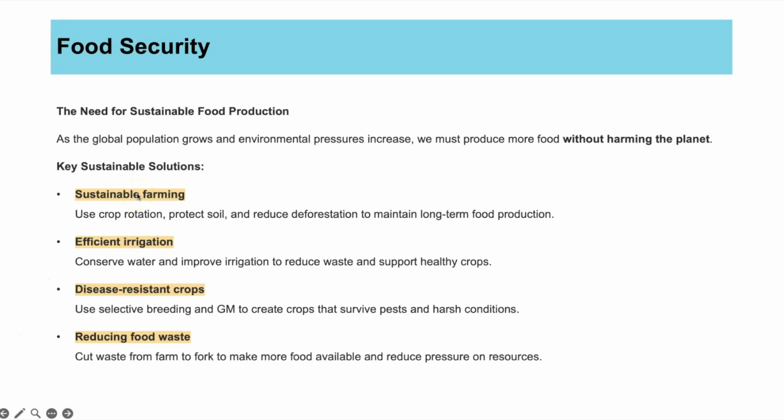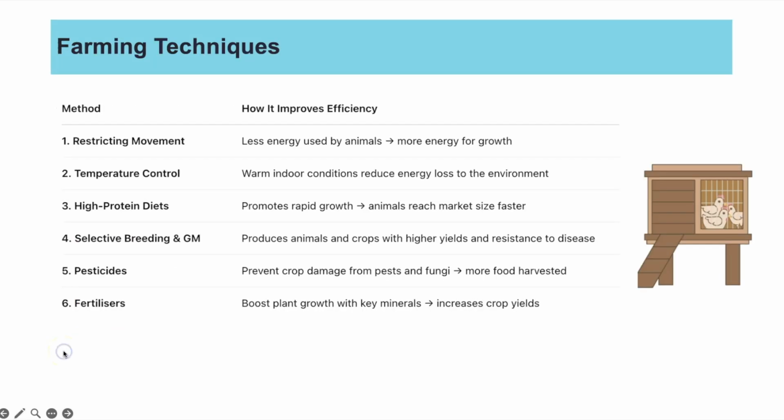So the need for sustainable food production is really important because as the global human population grows and we have increased environmental pressures affecting farming, we must protect food without harming the planet any further. So things like sustainably farming, looking at how we can conserve water when we're farming, so that's our efficient irrigation, growing disease-resistant crops, and coming up with ways to reduce food waste.